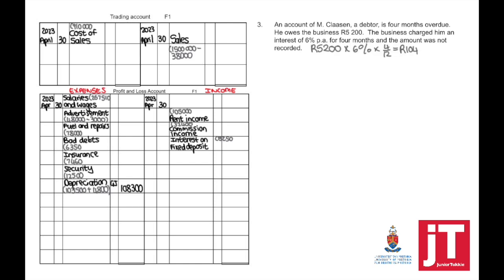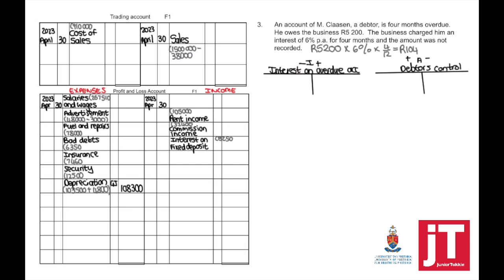Make sure that you say 5,200 times 6% times 4 divided by 12. We tend to forget to say that. And then we only say 5,200 times 6%. That means you've charged this debtor for 12 months because it's 6% per annum. Make sure that you show it was charged for only 4 months. So we have to say 4 divided by 12.